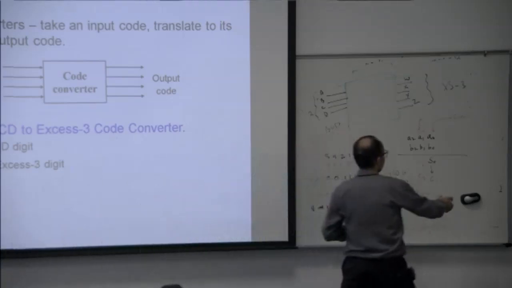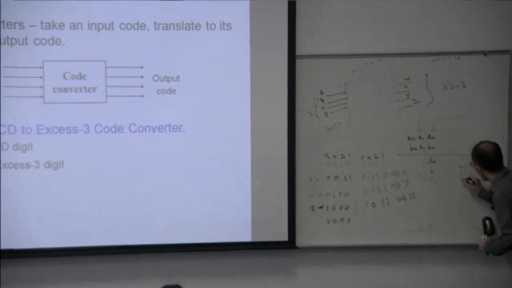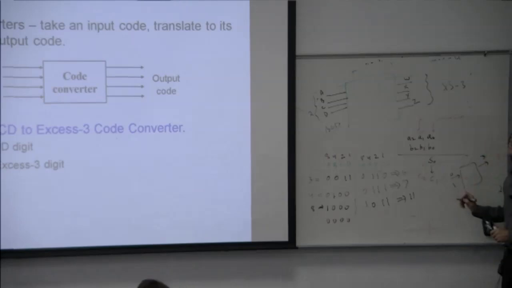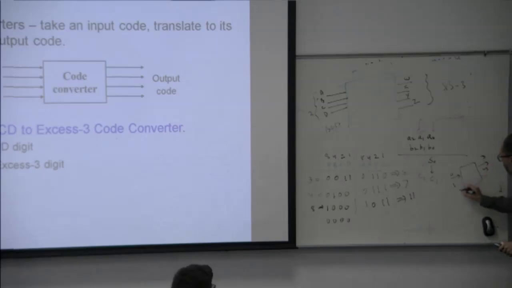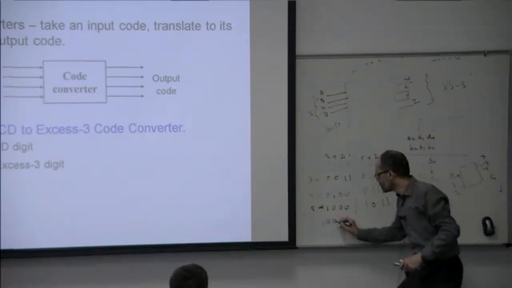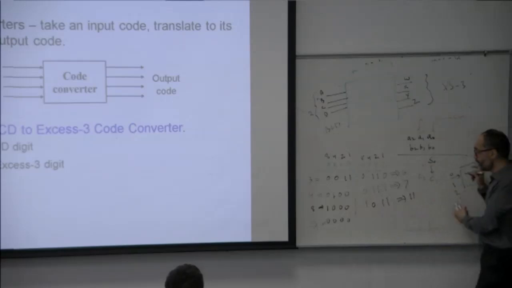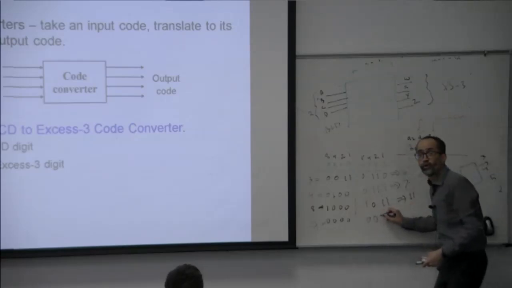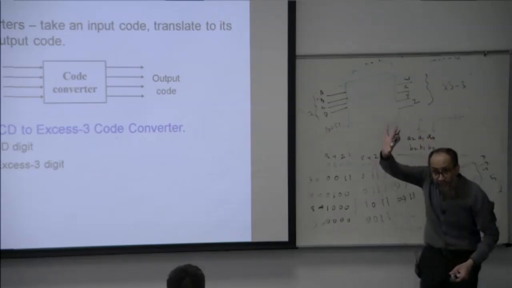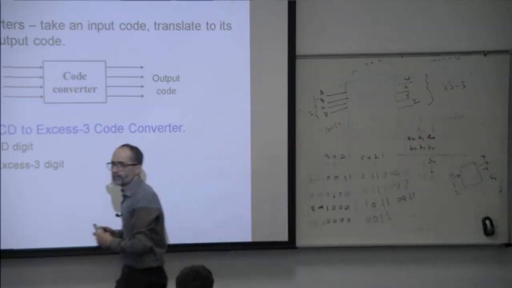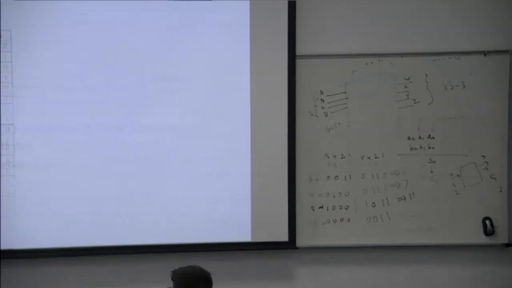So can you see? If the input is 0, the output is what? 3. If the input is 1, what is the output? 4. If the input is 2, what is the output? 5. So if the input is 0, 0 means 0, 0, 0, 0. The output is what? 3. This will become 0, 0, 1 and 1. Got it now? Okay.